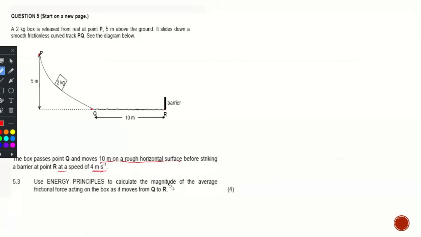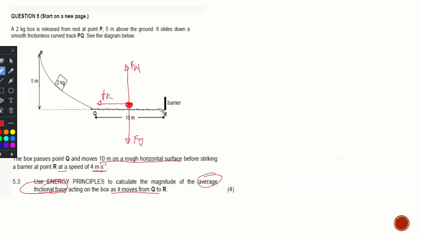Use energy principles to calculate the magnitude of the average frictional force acting on the box as it moves from Q to R. Again, now we are calculating what? Average frictional force. So that means we have to find the work done by Fk, and then after that we calculate the frictional force, right? So what can we do now? If we are to draw a free body diagram at this point, that means we would have our normal force straight up, our gravitational force straight down, and then our Fk opposing the motion, right?